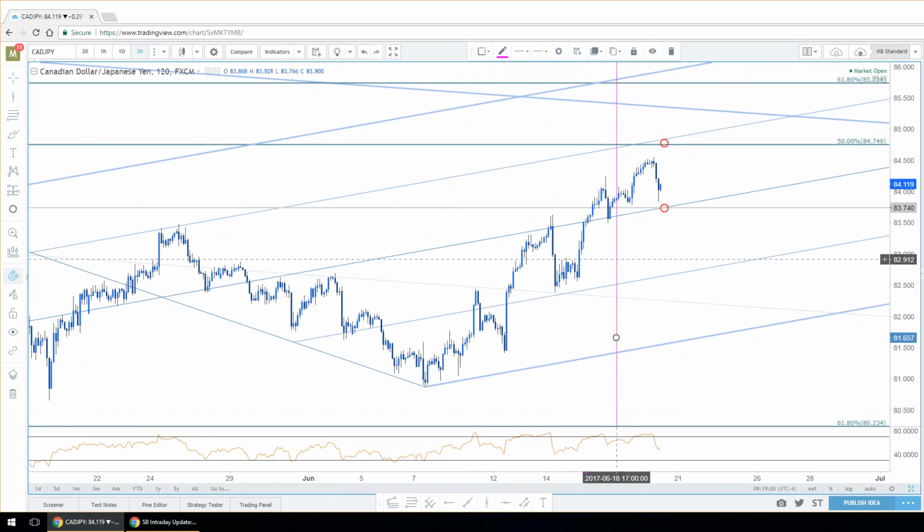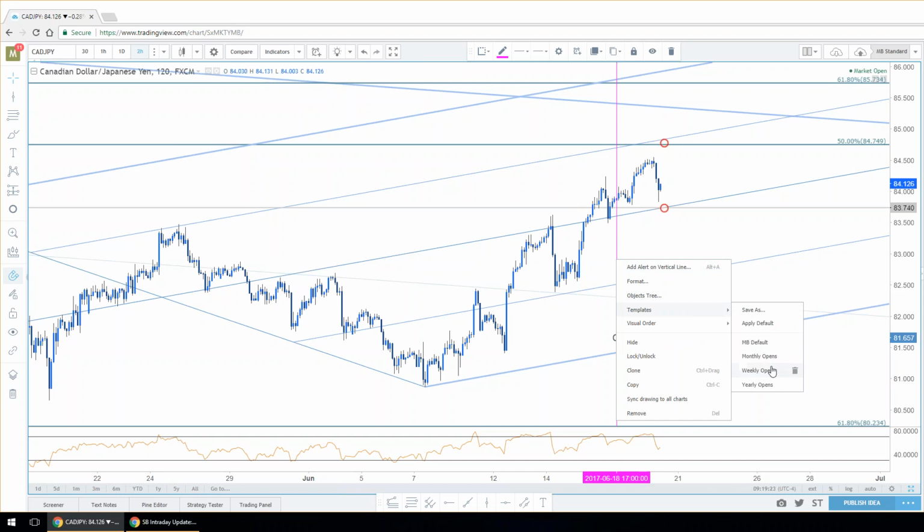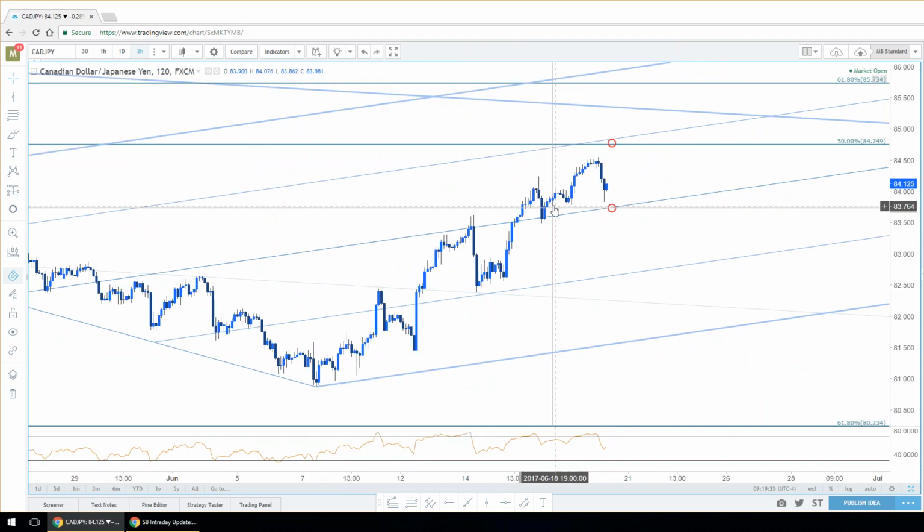Right there. So that's your weekly open. So you've made just a very simple weekly opening range high. This is now also, even better, your weekly opening range low. So 83.75, 83.80. Watch for that major support.